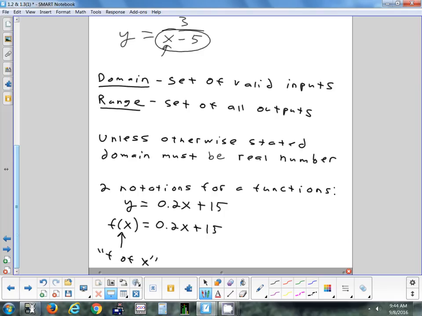Any questions on those two different notations for a function? Okay, and you don't always have to use the letter f. You might see g of x, h of x. You can use any letter that you want.